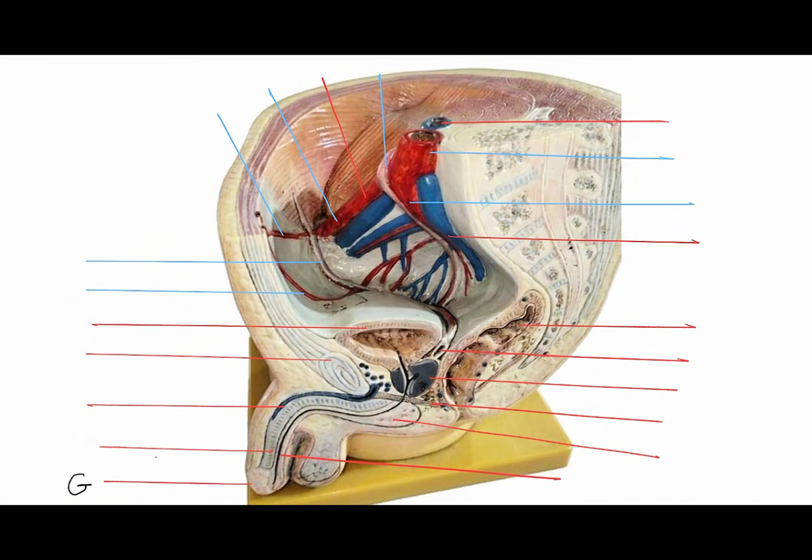The next is the corpus callosum. The next is the deep dorsal vein of the penis. The next is the pubic symphysis. The next is the urinary bladder.